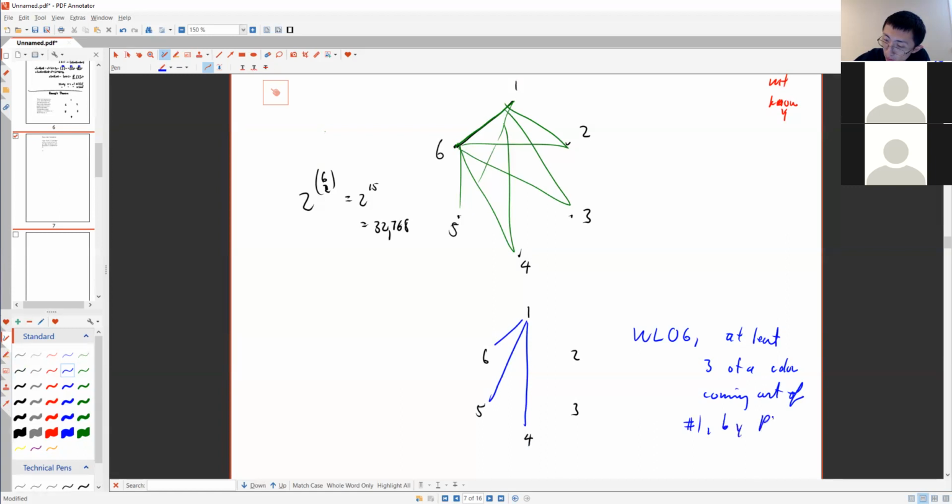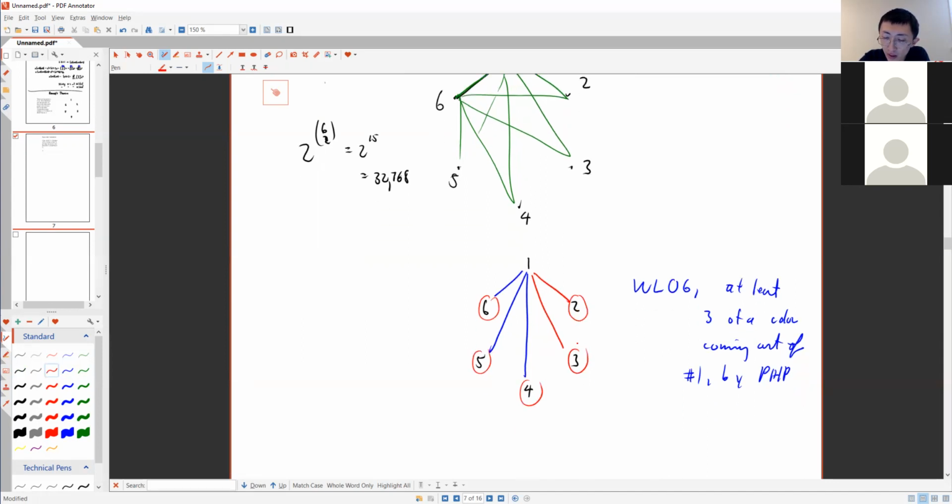by the pigeonhole principle. There are 5 neighbors of one, so at least half of 5, meaning 3 of them, must be one color. We could have all 5 edges be blue, or 4 of the edges, or 3 of the edges be blue. These are called the neighbors of one because they're connected by an edge. So then now what? How can I prove that there's always a red triangle or a blue triangle?